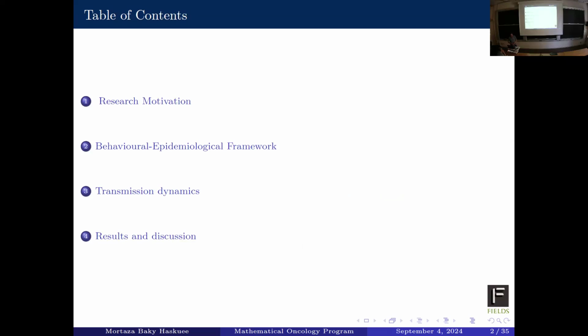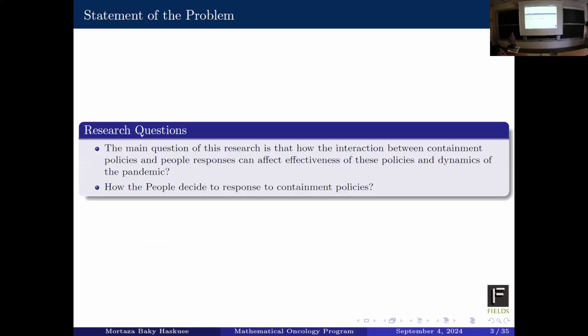First I will review the research motivation, and then I will review the behavioral epidemiological framework that's familiar to you. Most of you are familiar with this concept, and we will talk further about transmission dynamics, where I expanded the SIR model, and then we will discuss the results, and I hope that we can find some solution for applications. So the main question of this research is how the interaction of people's response to containment policies and the containment policies affect the dynamics of the pandemic. And the other question is how do people decide to respond to containment policies?